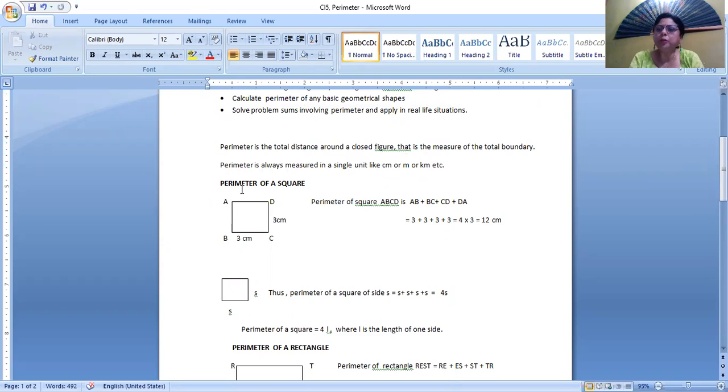The important points that we need to remember before finding out the perimeter: the figure must be closed, and we shall take the measurement of the boundary of that figure only. So now, here we will learn basically the perimeter of a square and a rectangle.